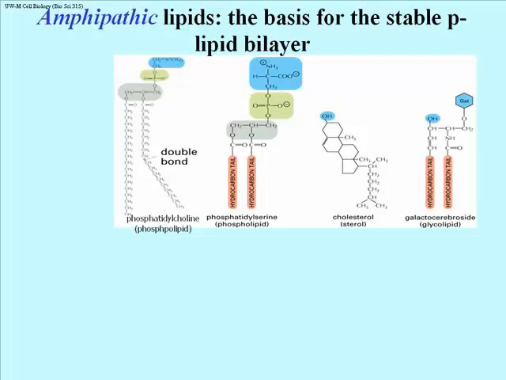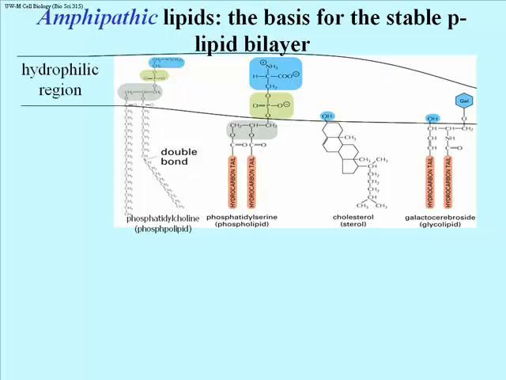The characteristics of membrane lipids is that they are amphipathic. That's the basis for a stable phospholipid bilayer. Amphipathic just means these are molecules that have a hydrophilic region at one end and a hydrophobic region. In the case of phosphatidylcholine and phosphatidylserine, which are two common phospholipids, you can see the hydrophobic end is, of course, the fatty acid tail.